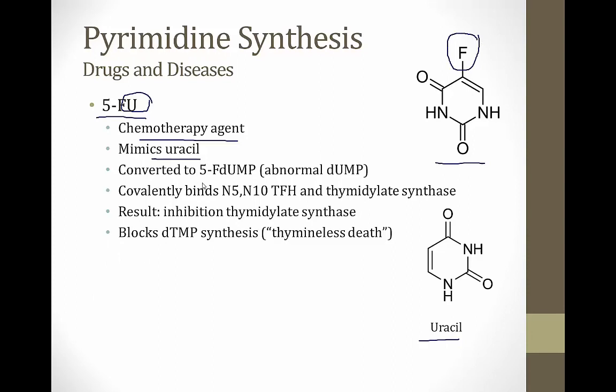Inside of cells, 5-FU is converted to 5-F-deoxyuridine monophosphate. This is an abnormal version of the nucleic acid deoxyuridine monophosphate. This abnormal version will bind both the N5N10 tetrahydrofolate molecule and the enzyme thymidylate synthase. Once those two are bound, this will result in inhibition of the enzyme thymidylate synthase.